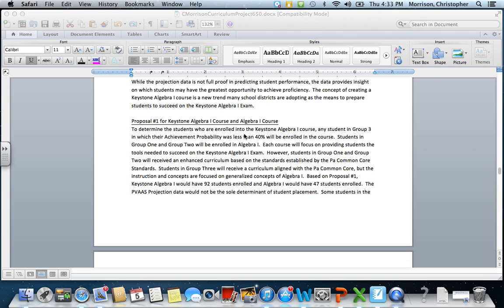Within the section, I discussed 2 proposals for a Keystone Algebra 1 course and a regular Algebra 1 course. Students who are more likely to gain proficiency or be in the advanced category would end up being enrolled in the Algebra 1 course. Students who scored lower on the PVAAS projection would be enrolled into the Keystone Algebra 1 preparation course. So it's an idea that we have not taken on yet.